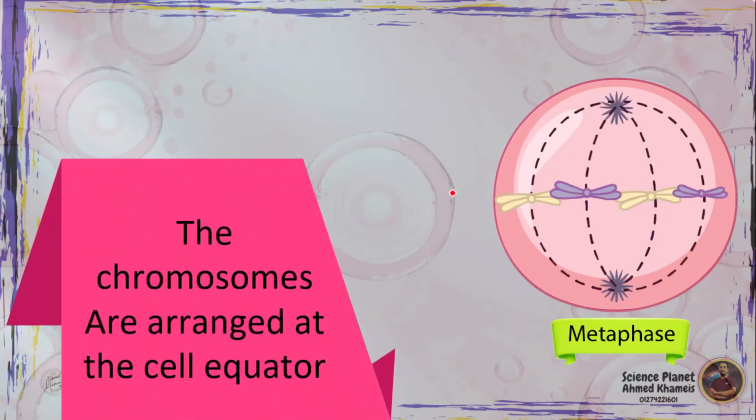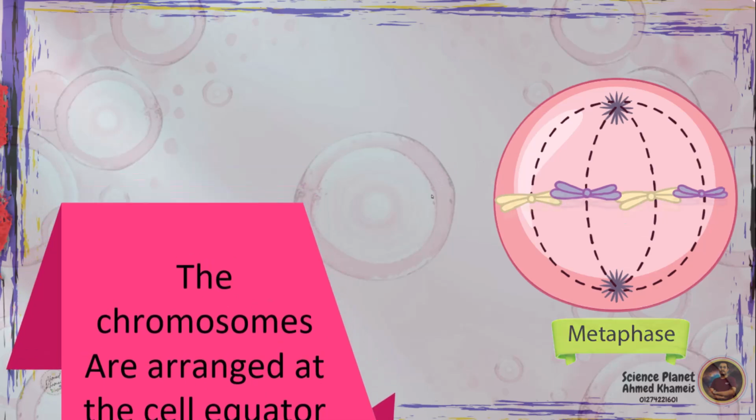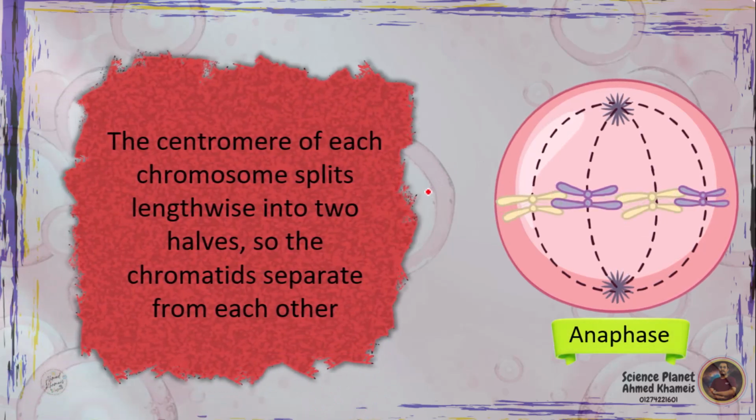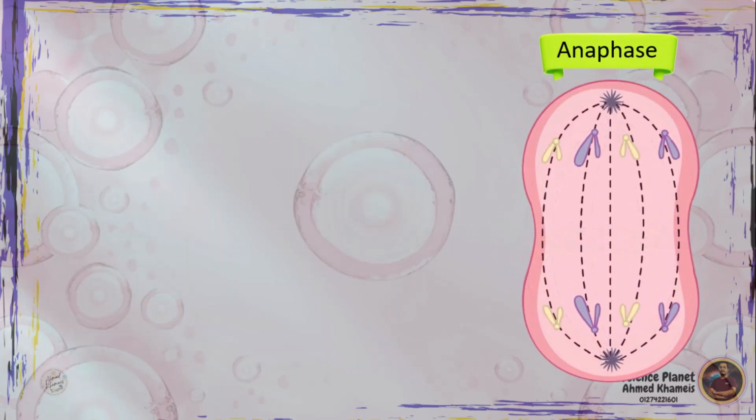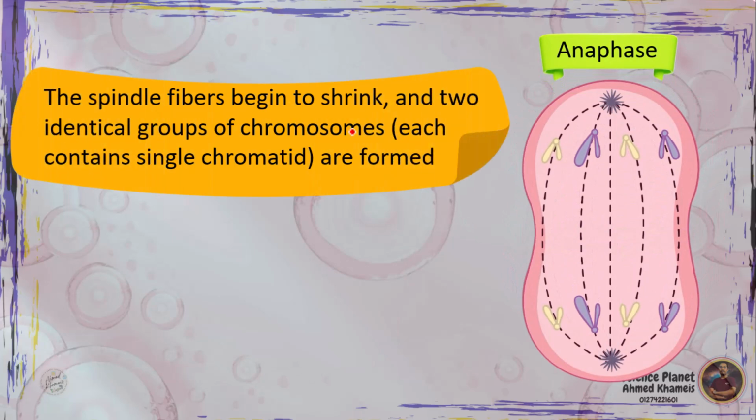The second phase is the metaphase, and as you see, all the chromosomes are arranged at the cell equator. Then we go to the anaphase, in which the spindle fibers start shrinking, and by shrinking the spindle fibers, the centromere splits in half, and each chromatid is separated from the other. By the end of the anaphase, the spindle fibers have shrunk, and two identical groups of chromosomes, each containing single chromatids, are formed.